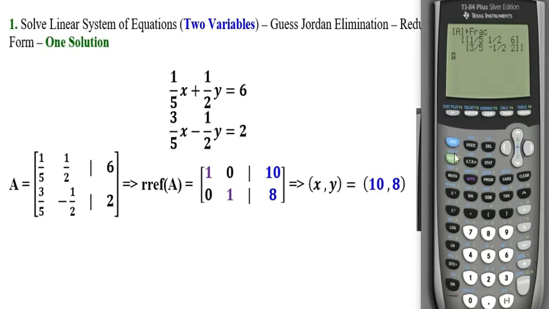Then we do second matrix, math, go all the way down, RREF, second matrix, call A, close it, hit enter, and here it is: 1, 1 in the diagonal, 0 above the diagonal, 0 below the diagonal, augmented with 10, 8. That means x equals 10, y equals 8.